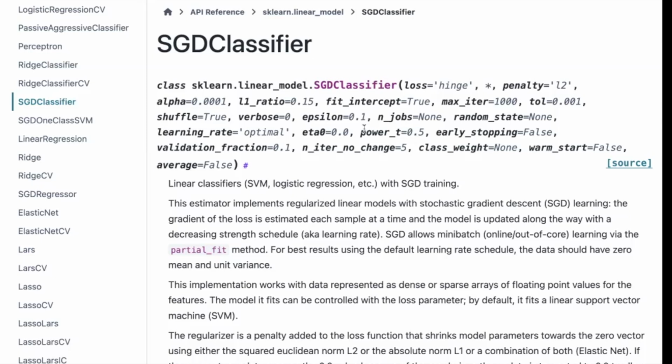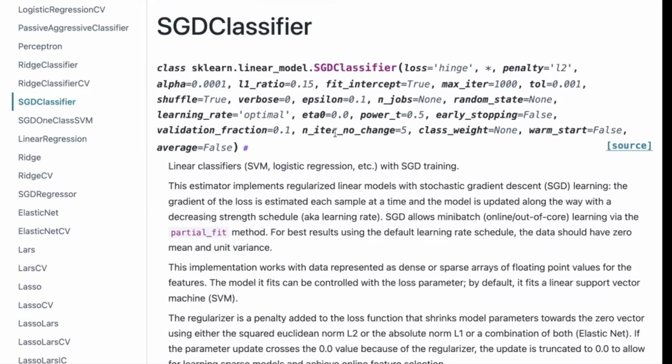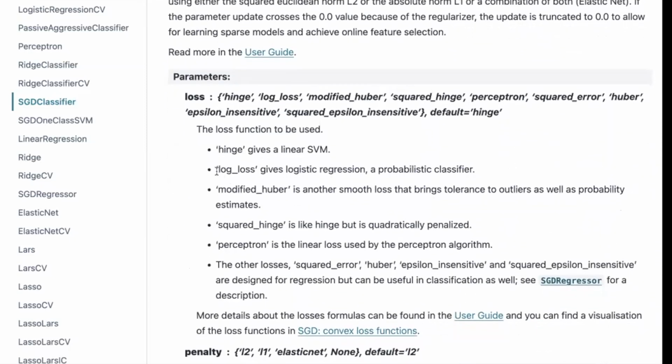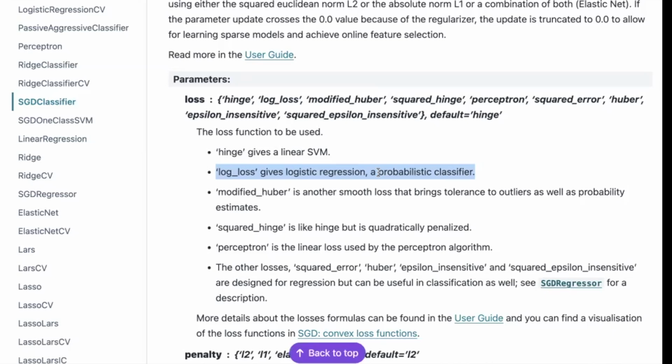So you can become familiar with the documentation here, but here are the things we really need. One is the choice of loss function. If you scroll down, to make sure that this is actually logistic regression, you need to use this log underscore loss. That's exactly the cross entropy loss that we introduced in the previous video, which means that now we have a probabilistic classifier, as we just discussed.